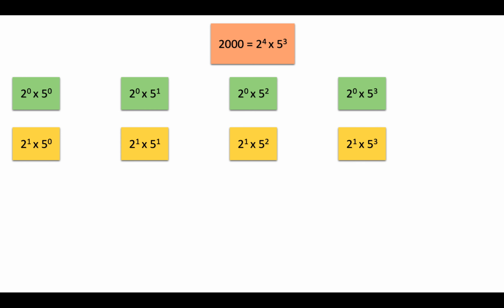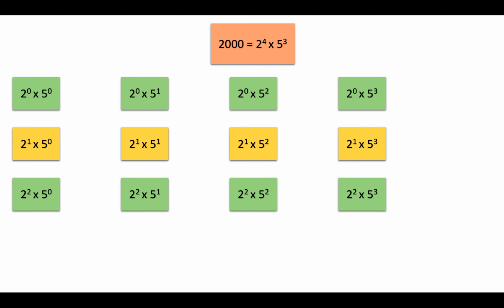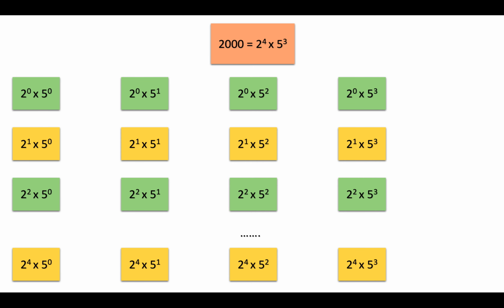Similarly up to 5 raised to power 3. Then 2 raised to power 2 till 5 raised to power 3. Then we'll have 2 raised to power 3 and then 2 raised to power 4. Again, we can't go up to 2 raised to power 5 because the maximum power that 2 has here is 4 in 2000. So these are all the prime factors of 2000 mentioned here.